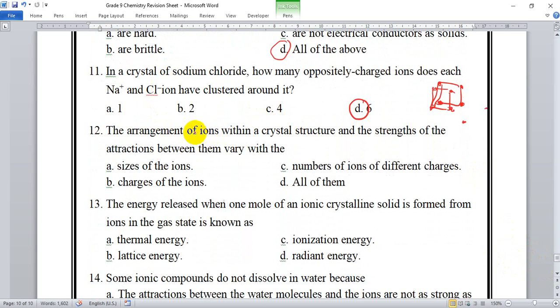The arrangement of ions within the crystal structure and the strength of the attraction between them vary with the size of the ions, charge of the ions, number of ions of different charge, or all of them. They vary with size of ions, yes. Charge, yes. Number of ions of different charge, yes. All of them.